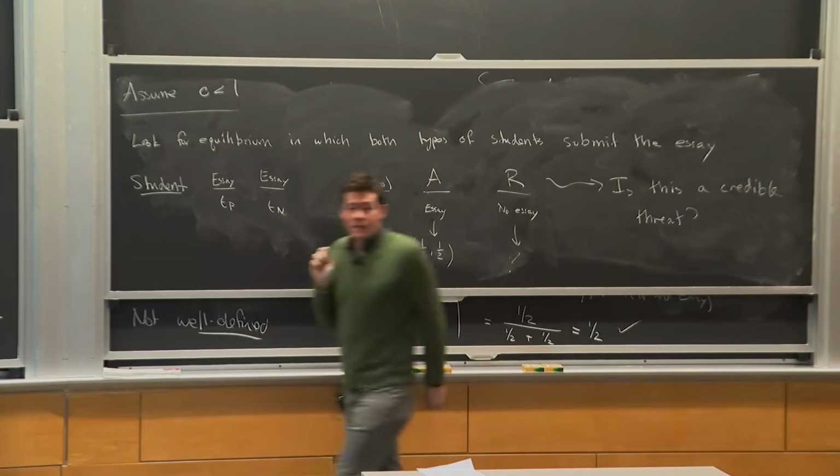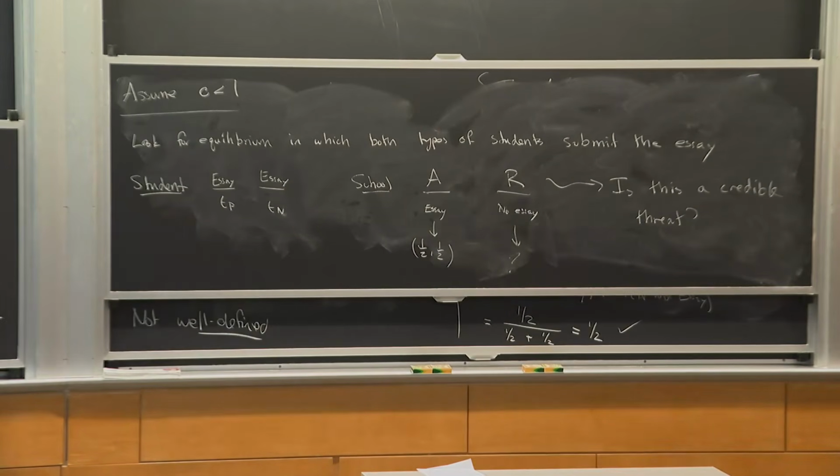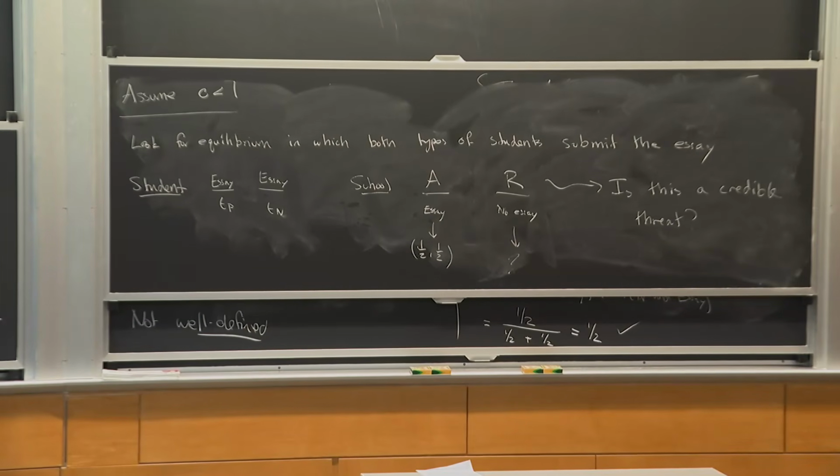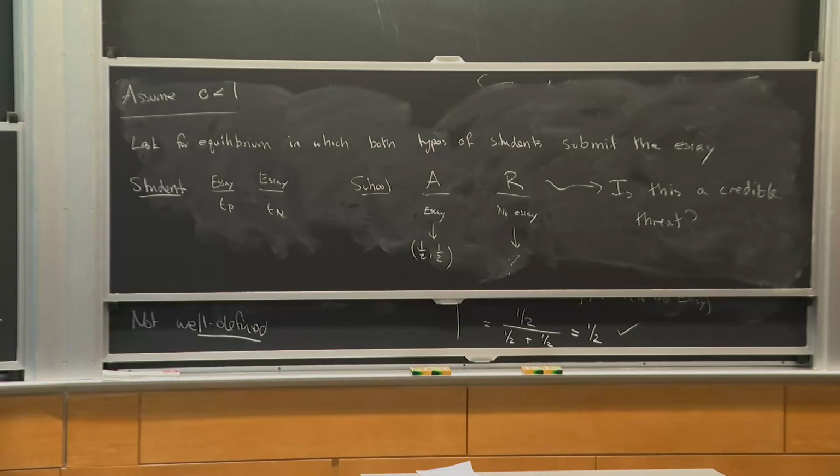There's a question here. Yeah. I was just curious, if you were to get someone who submits an essay, could that also imply that maybe there's a third type of student that you don't know about? That's a good point. So maybe you want to revise your model of the world, right?